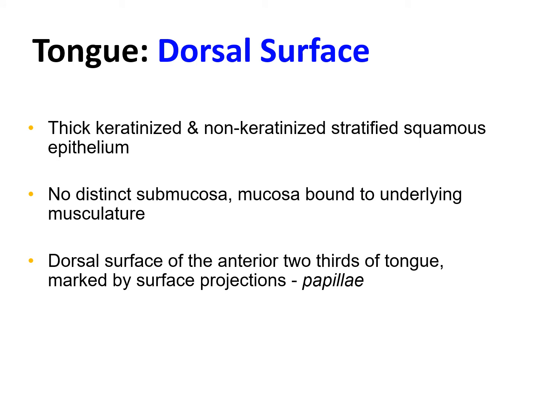So the dorsal surface of the tongue is thick keratinized and non-keratinized stratified squamous epithelium. There is no distinct submucosa, and the mucosa is bound directly to the underlying musculature. The dorsal surface of the anterior two-thirds of the tongue is marked by surface projections known as papillae, of which there are three main types: filiform, which are keratinized, no taste buds; fungiform; and circumvallate. And there's the fourth one, which are more prominent in primates and rabbits, etc., less prominent in humans, which are the foliate papillae.